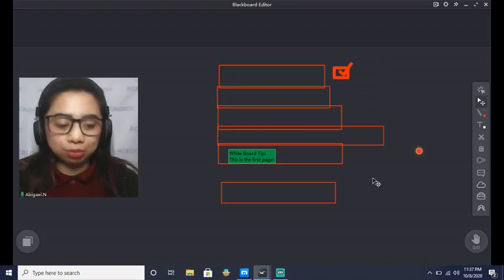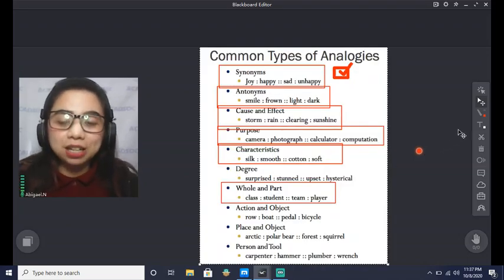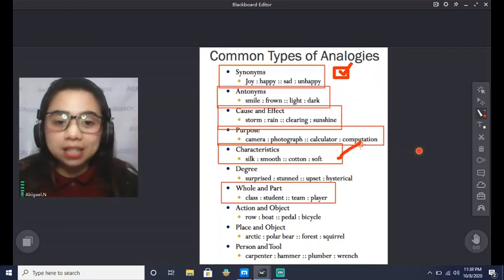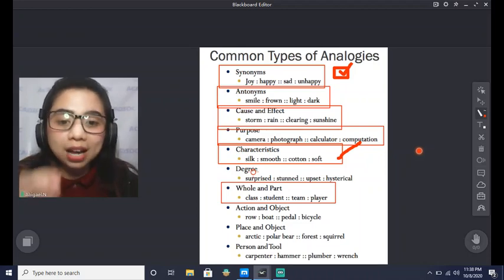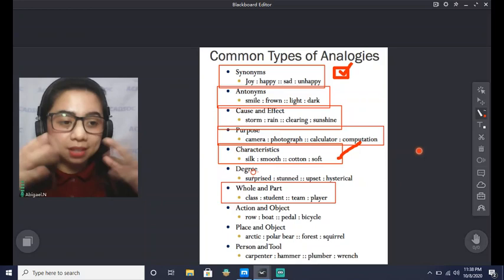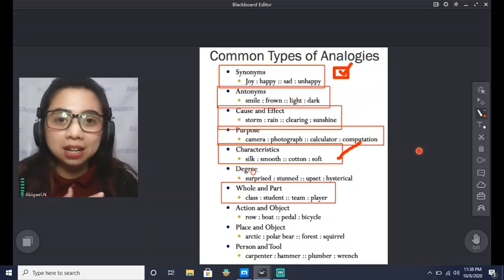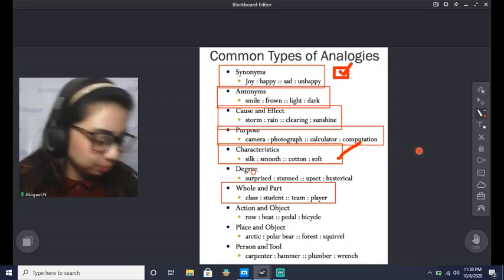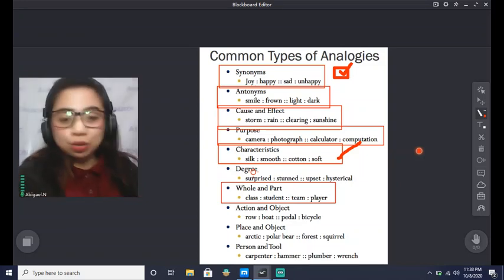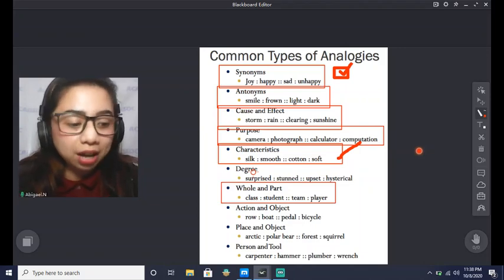Now let's continue with the fifth type. We call this characteristics. Look at the example, class. Silk is to smooth as cotton is to soft. They are objects, right? Silk is a clothing material that you can often see in dresses. So we know that its characteristic is smooth, of course.